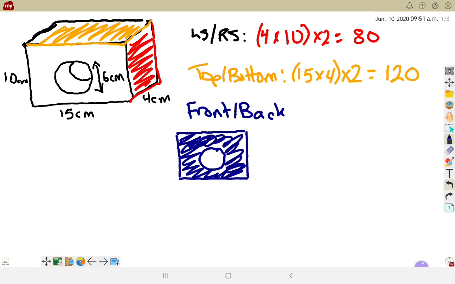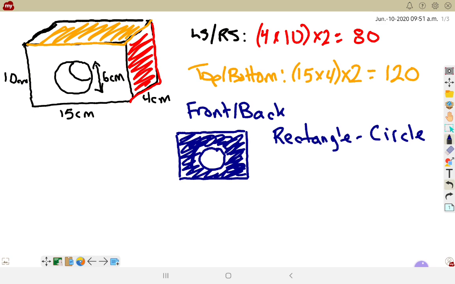So there's a hole. Unlike our other examples where we put a shape on top of another shape and it just became part of it, we have cut out this shape all the way through. So there is a hole. So what I see on the front and the back is a rectangle minus a circle, right? I see a rectangle where a circle has been cut out of it. So that's what I'm going to use as my formula.